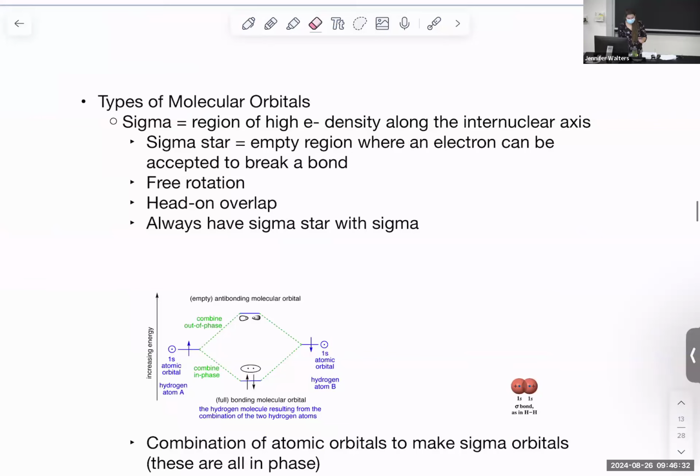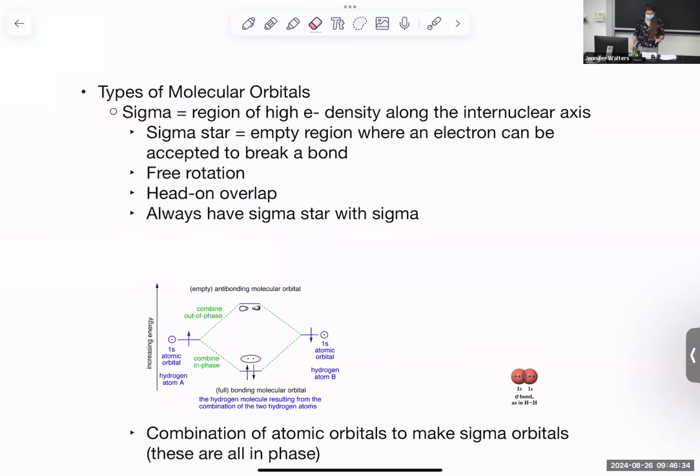So let's look at each of those molecular orbitals in greater detail, because usually molecular orbitals are what trips students up a lot. So yeah, we're going to look at all of them in greater detail. So we have 4 types of molecular orbitals. We have our sigma, sigma star, pi, and pi star. Those are the 4 types of molecular orbitals. There technically are more. Those are the 4 we're going to focus on.